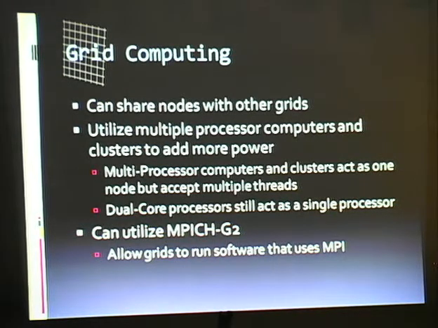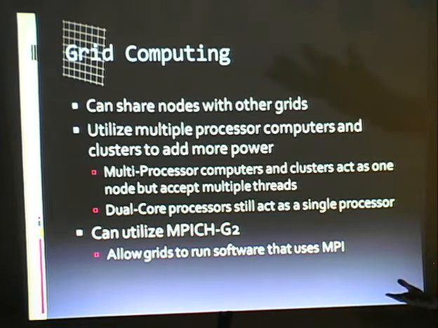And recently, within the last 2 or 3 years, a new version of MPI, MPICH G2, was written in conjunction with 3 different universities that are on the MPI development team. And they created this version of MPI to be able to run over the grid. Now, if you're not familiar with MPI, MPI stands for Message Passing Interface, and it allows a thread to communicate with another thread.